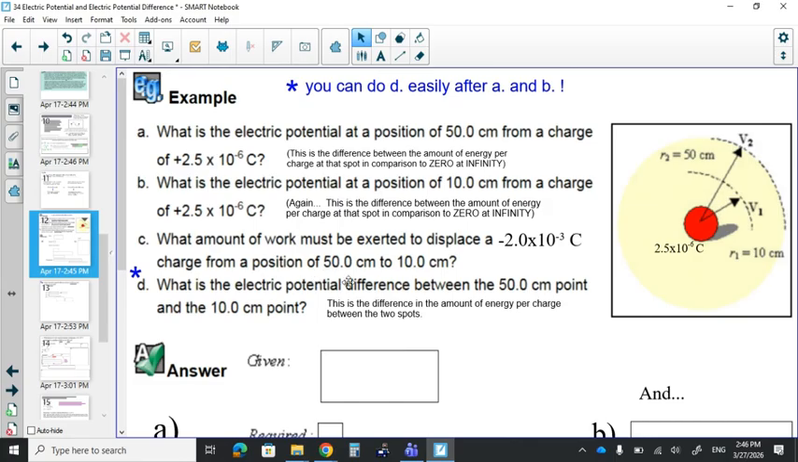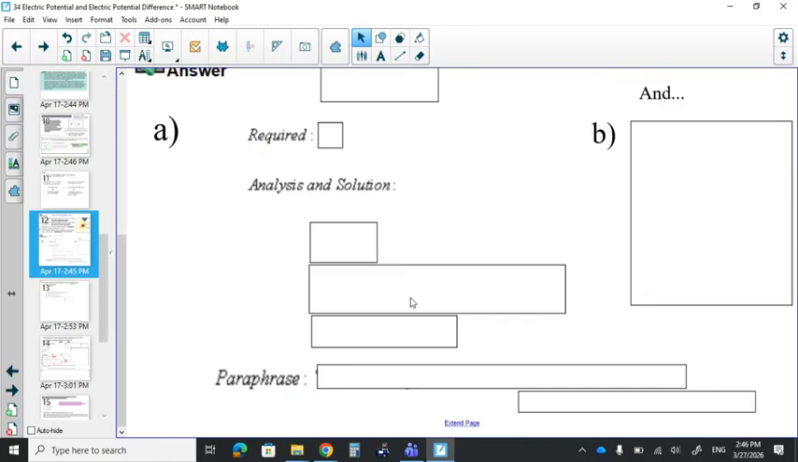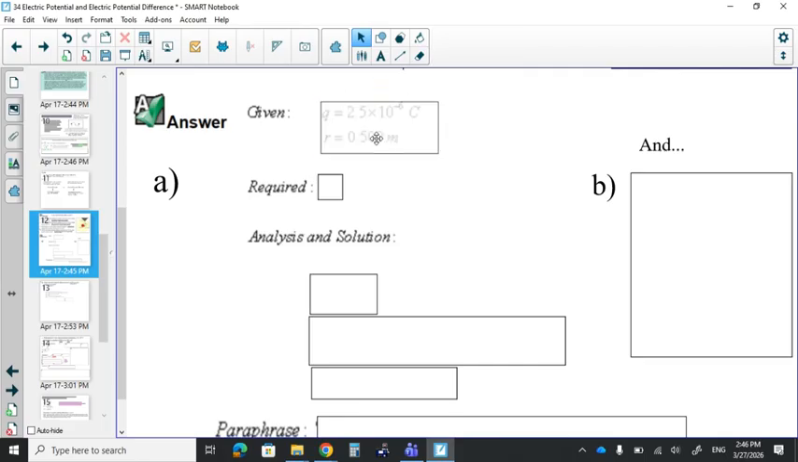When we go to get the potential difference between the two, we can just subtract them, right? So it's crazy that they do this part C in between. I'm just going to go ahead and do it in a logical way here, right? So we're going to do part A. We're just going to get the potential at that spot.